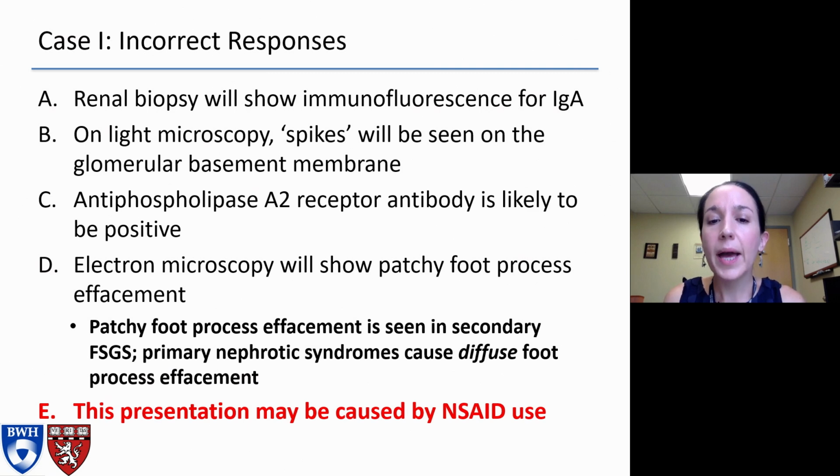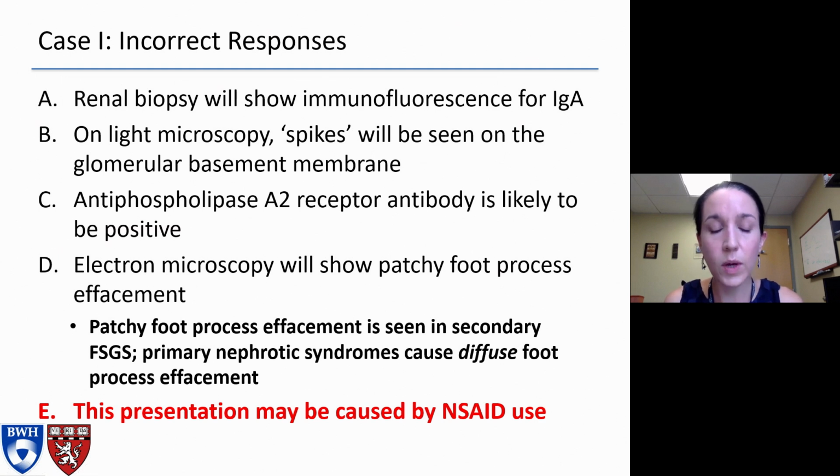If we talk about patchy foot process effacement on electron microscopy, that suggests a secondary glomerular process. So when we talk about primary podocytopathies, so these are the conditions that present with nephrotic syndrome, primary FSGS, minimal change, membranous. These cause diffuse foot process effacement. So all of the foot process and all of the glomeruli are involved. So patchy foot process effacement wouldn't be seen in this particular type of condition.